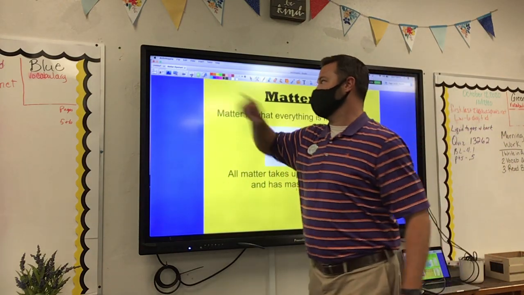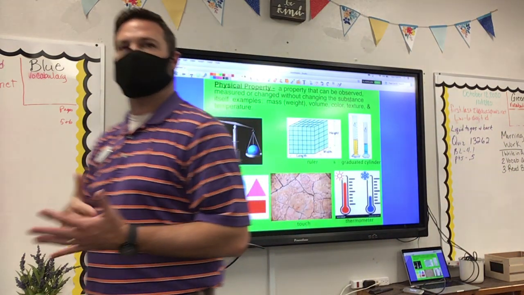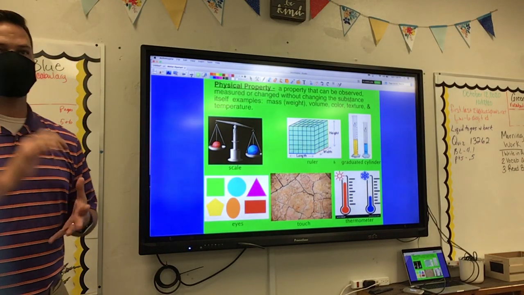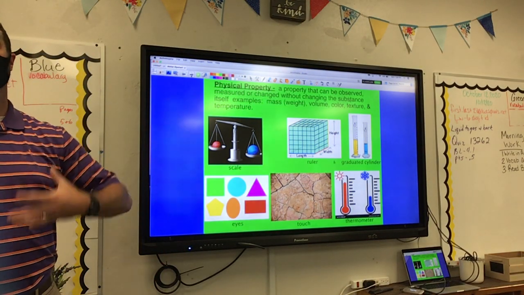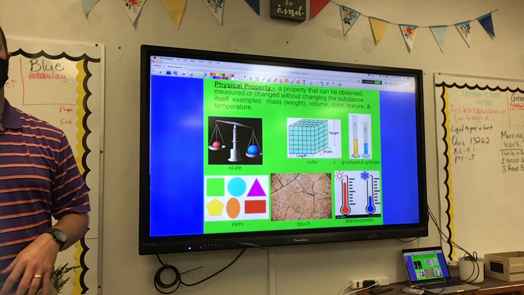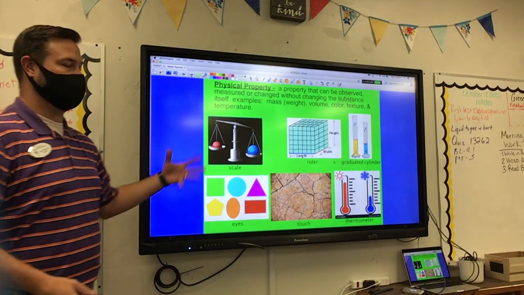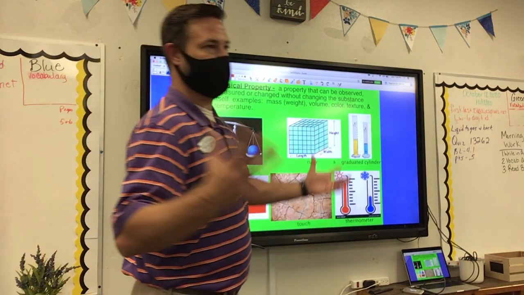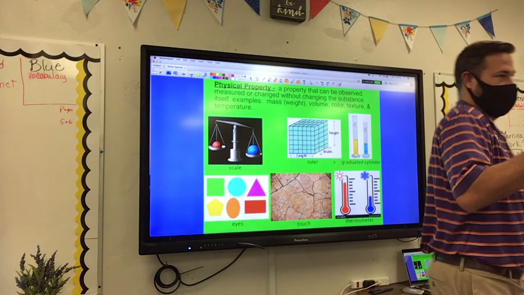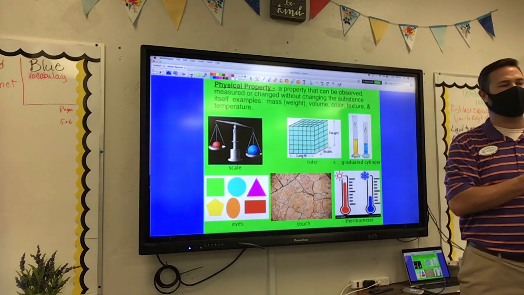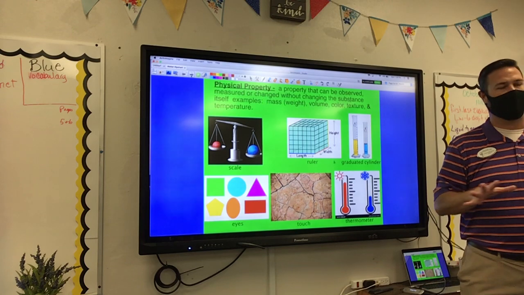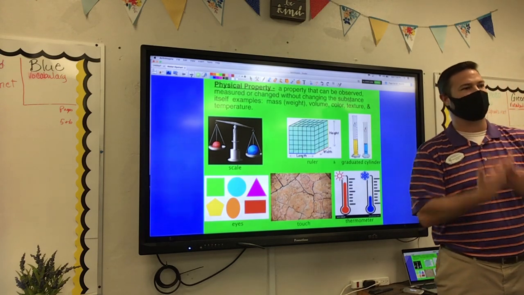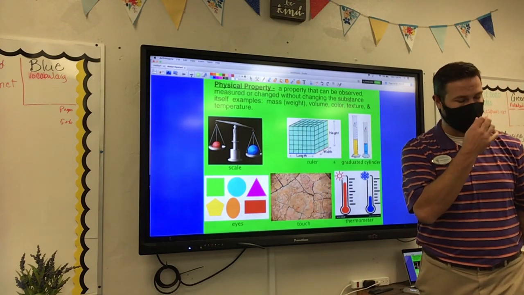Now, these are all physical properties. These are ways that you can describe something. It's their physical property trait. You can talk about what it looks like, what color it is, how much it weighs, how much space it's taken up, what it feels like. It's using your senses to measure or to describe the physical property of anything.